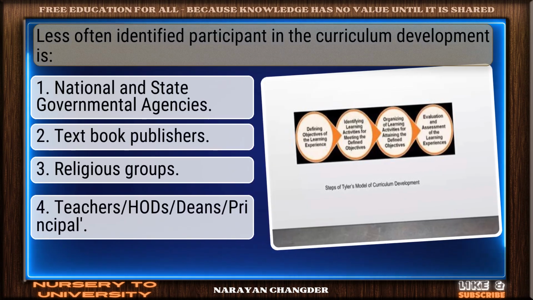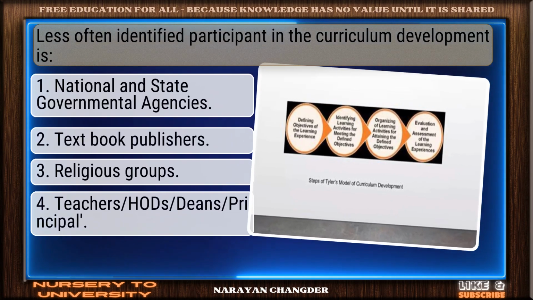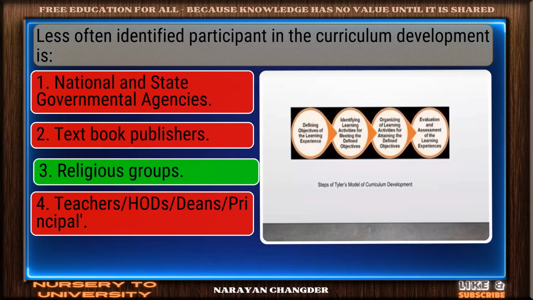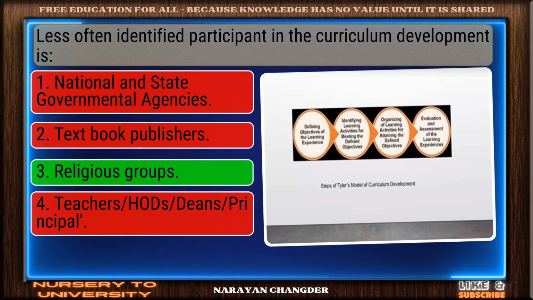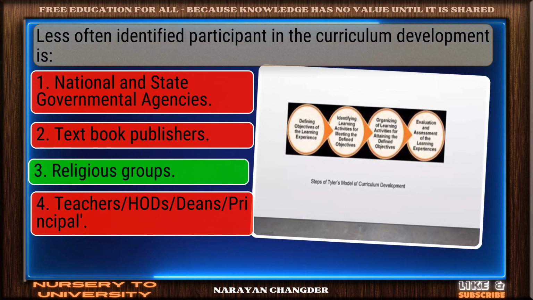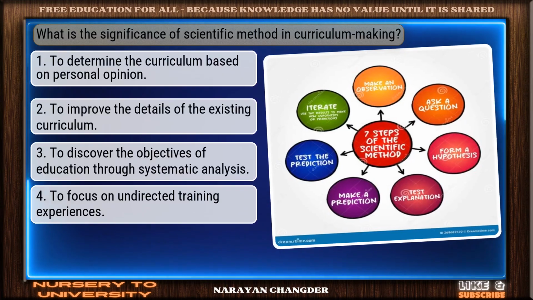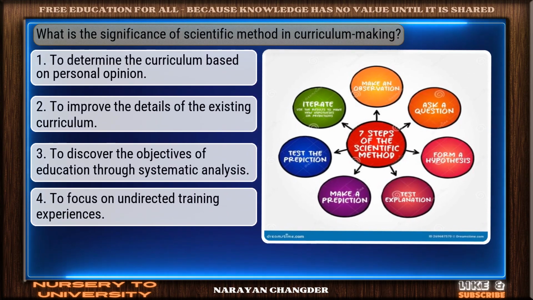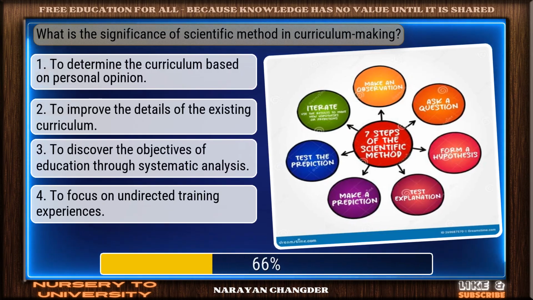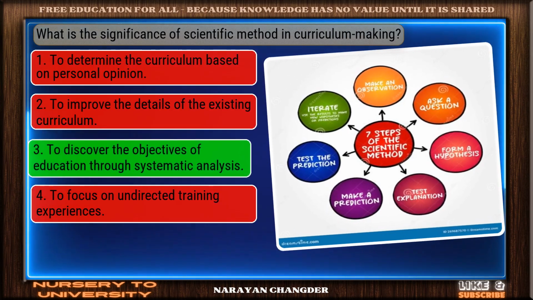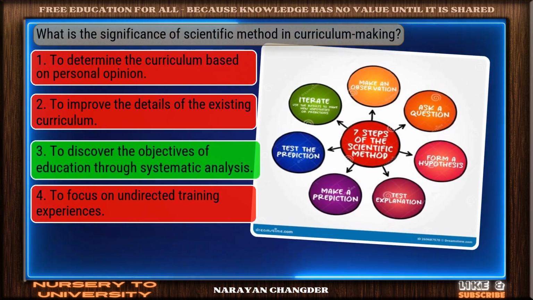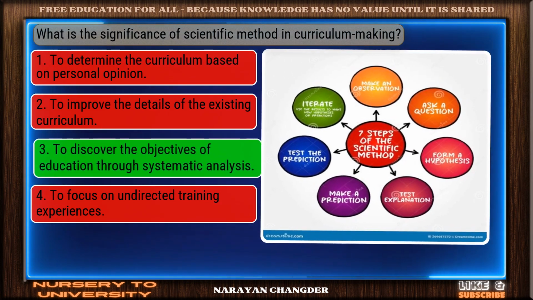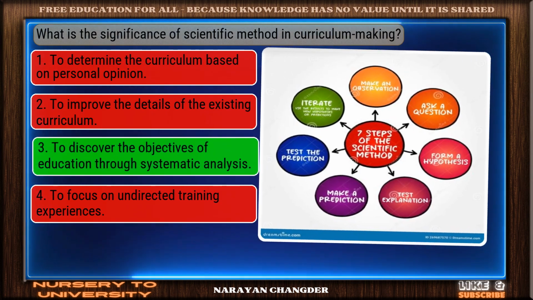Less often identified participant in the curriculum development is... Smart pick. Religious groups is the correct choice. What is the significance of scientific method in curriculum making? Excellent. To discover the objectives of education through systematic analysis is a brilliant choice.